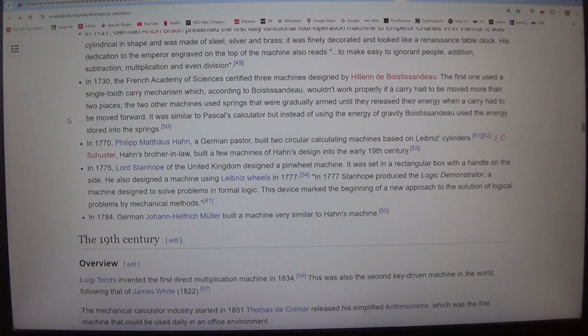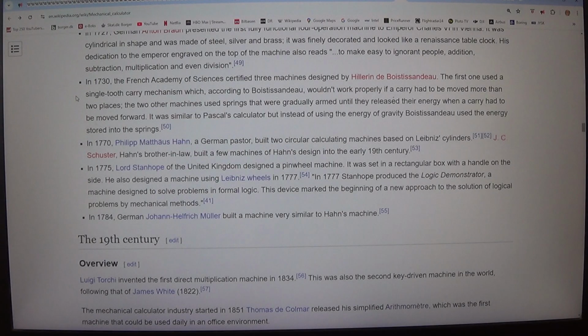4. In 1730, the French Academy of Sciences certified 3 machines designed by Hilaire de Bois de Saint-Dié. The first one used a single-tooth carry mechanism which, according to Bois de Saint-Dié, wouldn't work properly if a carry had to be moved more than 2 places. The 2 other machines used springs that were gradually armed until they released their energy when a carry had to be moved forward. It was similar to Pascal's calculator, but instead of using the energy of gravity, Bois de Saint-Dié used the energy stored in the springs.